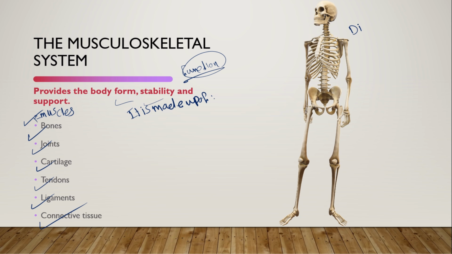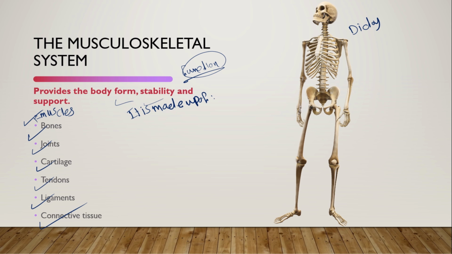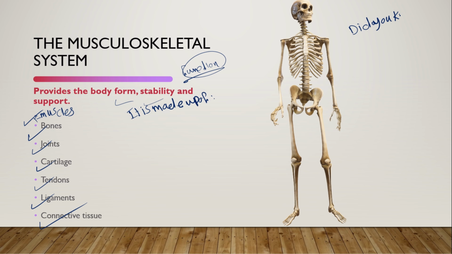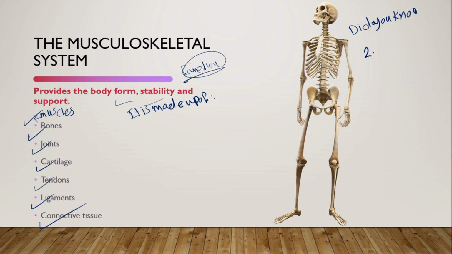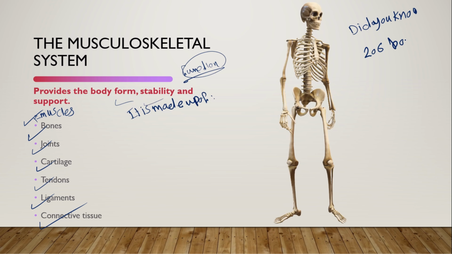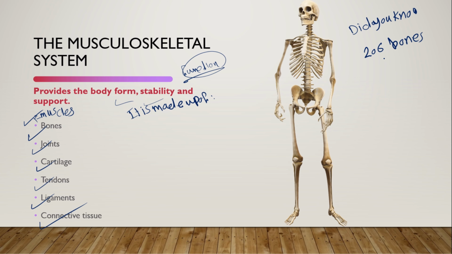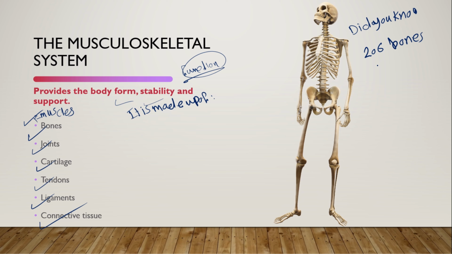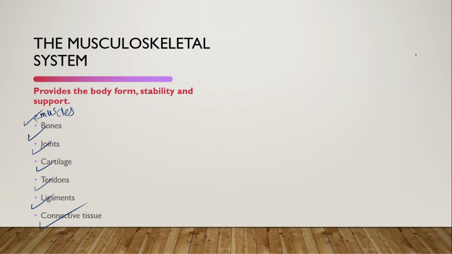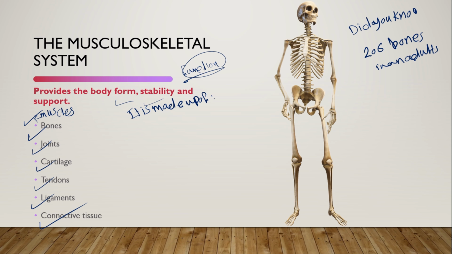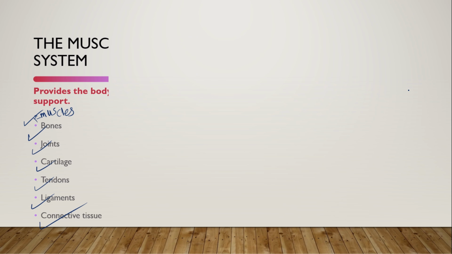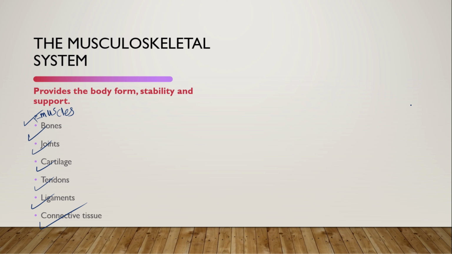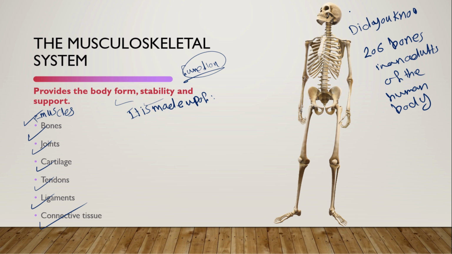Did you know? There are around 206 bones in an adult human body. Okay, notes.